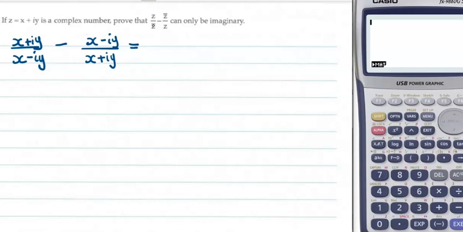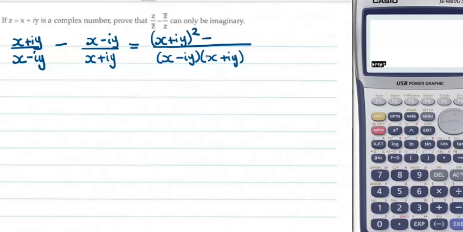Okay, now we need to put that over a common denominator. The common denominator will be x minus iy, x plus iy. So from our first term, we need to do this numerator multiplied by this second term here to make it equivalent. So that happens to be the same thing. So it'll be x plus iy squared. Then we will subtract x minus iy. It was already over x plus iy, so we need to multiply it by the other part of the denominator. So this will be x minus iy squared again.